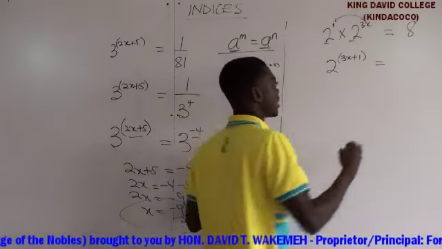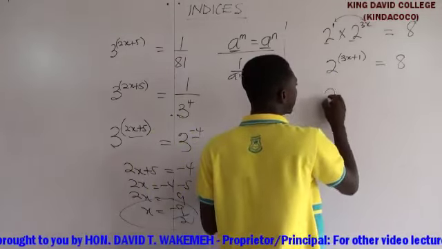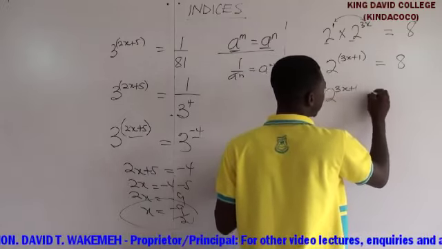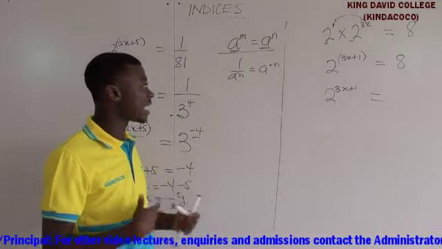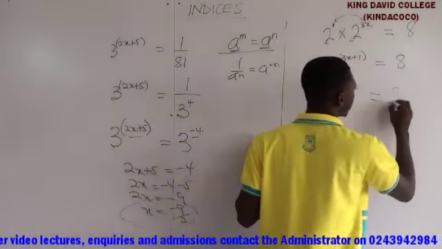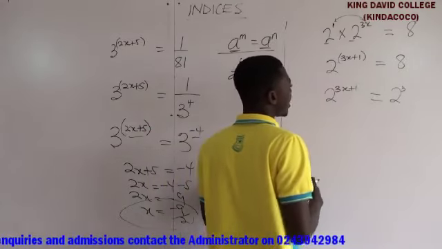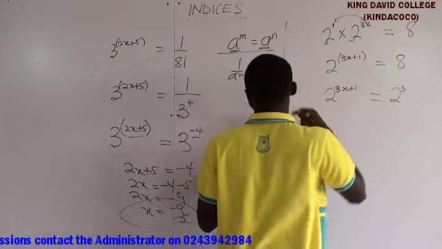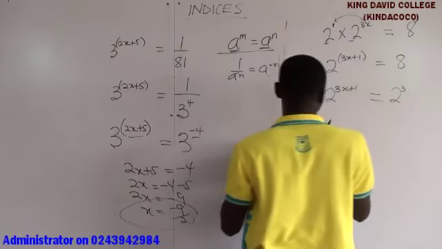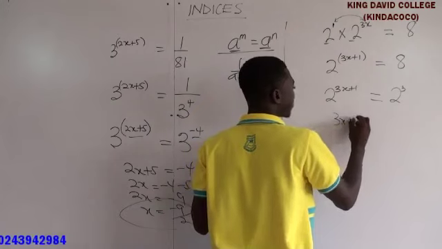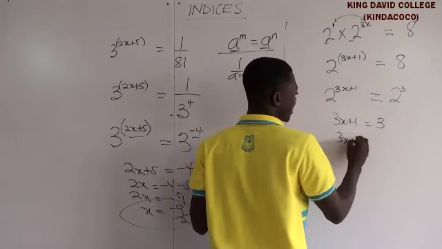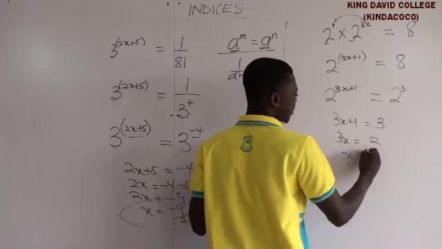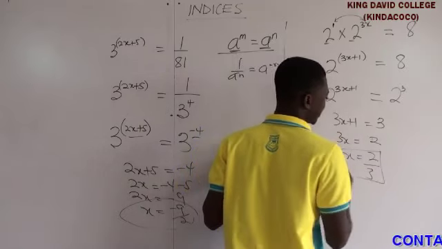Okay? It's equal to 8. So then 2 to the power 3x plus 1, we must make 8 also have a base of 2. So we know that 8 here is going to be 2 to the power 3. So with 2 to the power 3, we are at this level now. So we can equate: 3x plus 1 should be equal to 3. And when you send this across, 3x is equal to 3 minus 1, which is 2. Hence my x is 2 over 3. And that is that.